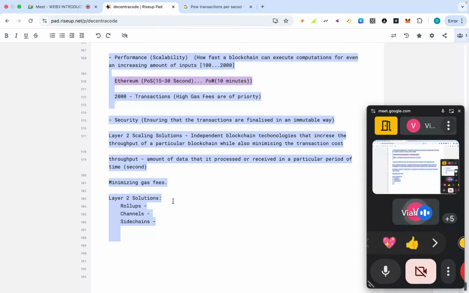So we're going to look at each of these different layer 2 scaling solutions one by one and understand what each of them is in detail. So I think the fourth that I hadn't talked about is what they call a plasma chain. Someone reminded me. Plasma chain.